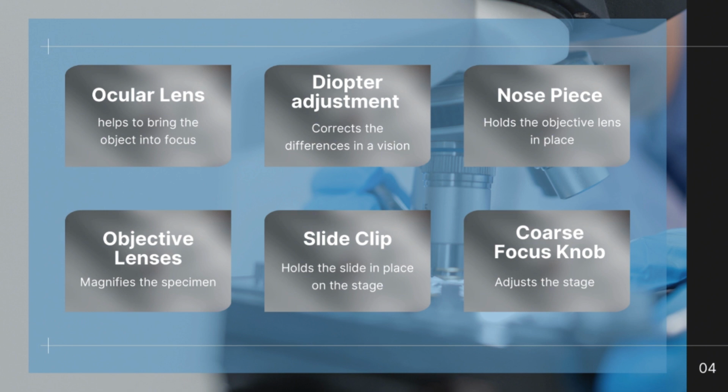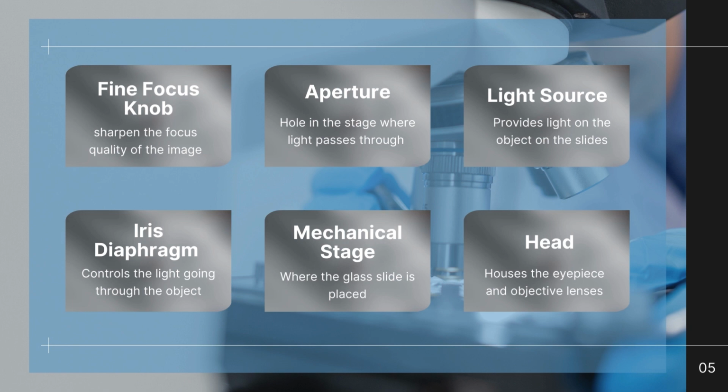Sixth, coarse focus knob. It is used for initial focus on the object, low power adjustment, and then adjusting the stage. Seventh, fine focus knob. It is used for final and clear focus on the object, used for delicate, high power adjustment that will require fine tuning. So for the next part of the microscope, we have the aperture.